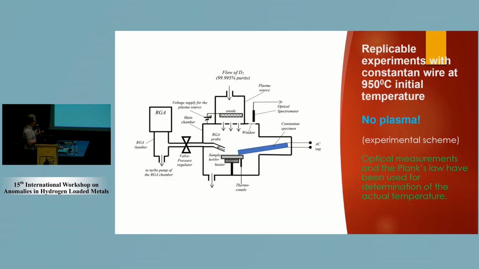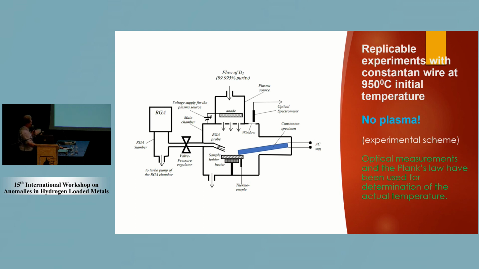So now, the first replicable experiments with constantan wire at 950 degrees C initial temperature. Why 950? Because initially I didn't know that at this temperature the specimen would be destroyed. That's why.